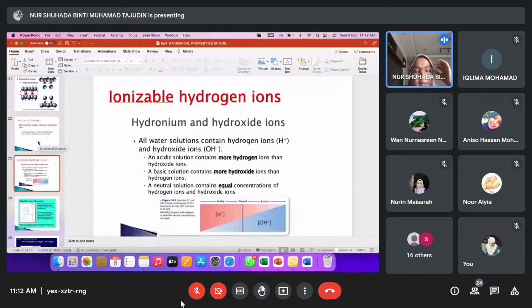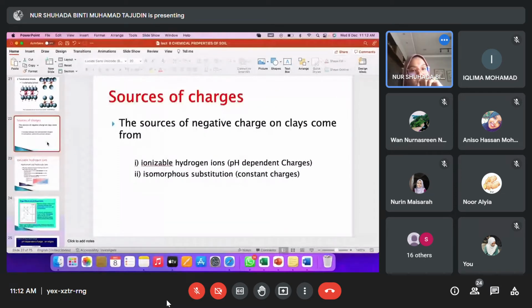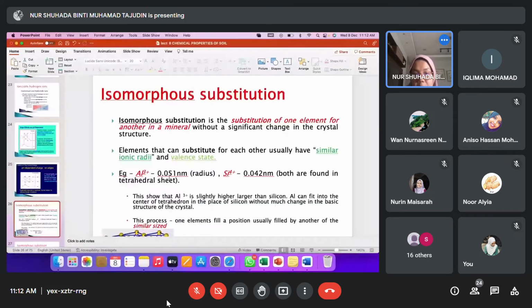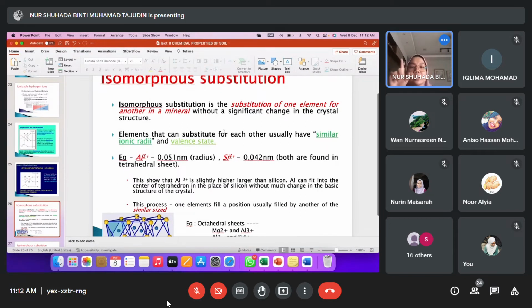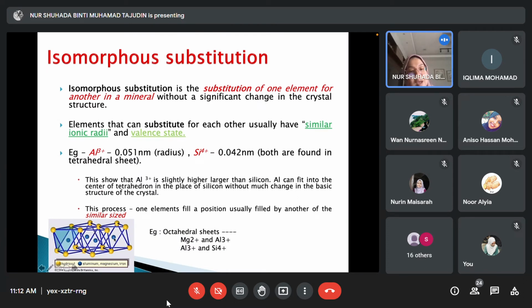Okay, number 2. How you make the soil ready with negative charges depends on what we call isomorphous substitution. So what is isomorphous substitution? Isomorphous substitution is the substitution of one element for another in a mineral without a significant change in the crystal structure. I mentioned just now, at the center you have magnesium and aluminium. But this can be changed by another element without changing the crystal structure of the soil.